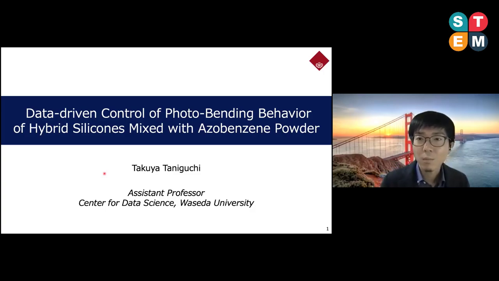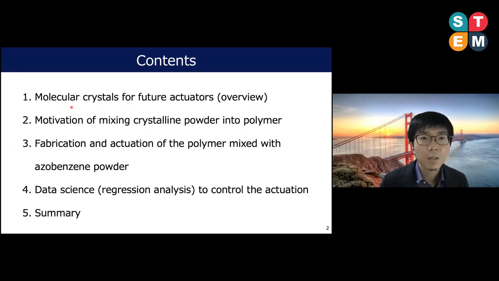So before going to the main topic, I want to introduce molecular crystals, which I have researched mainly so far, and the possibility for future actuation. And then next is the motivation of mixing such crystalline material into polymer. And then going to the main topic, fabrication and actuation of the polymer mixed with azobenzene powder. Then to control the actuation behavior, I used data science. In this case, regression analysis, I will explain for this. And then I summarize this presentation.